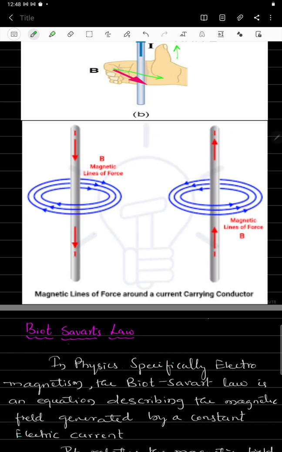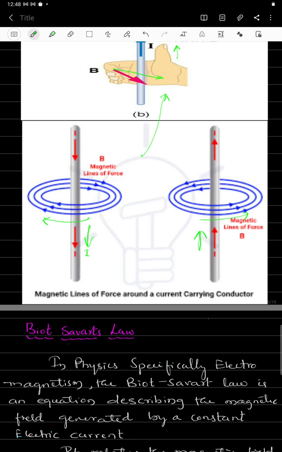See here, this is the first diagram. The direction of the current is downward. Then applying the thumb rule, the magnetic field is in this direction. If you change the direction of the current, you will get the opposite direction. So this is how we find the direction of the magnetic field generated by the current.